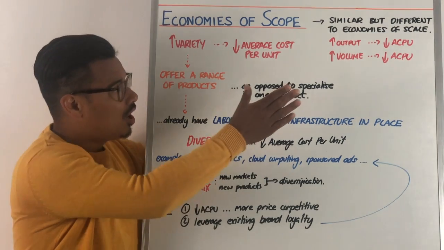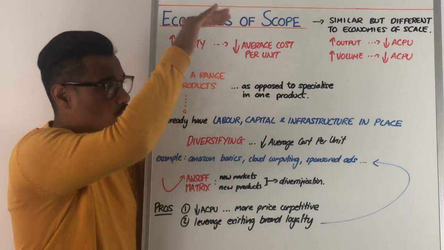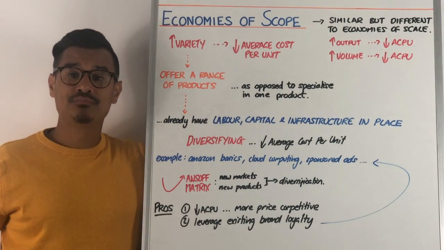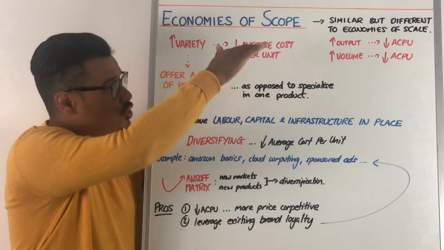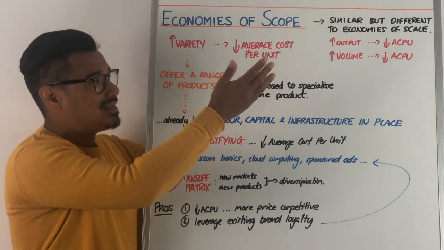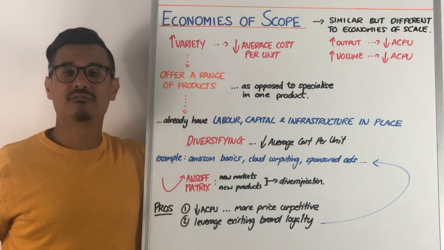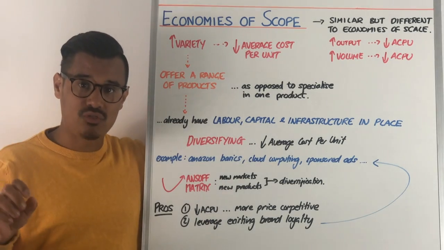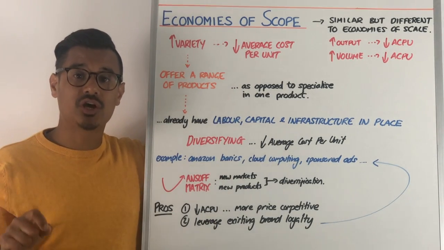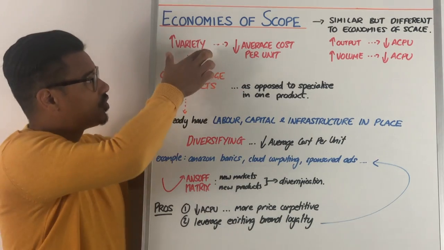Economies of scale are that as your output increases, your average cost per unit falls. Another way of looking at that is as your volume of units increases, your average cost per unit falls. That's economies of scale. They're focused on volume. Economies of scope are not focused on volume, they're focused on variety.